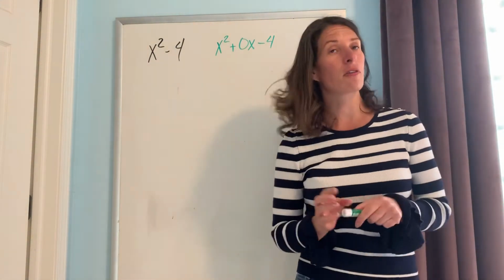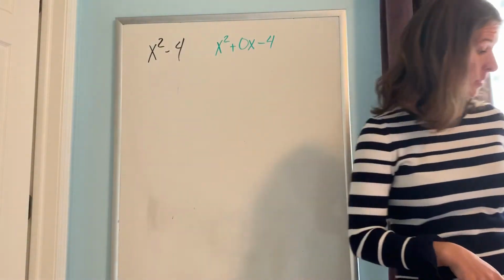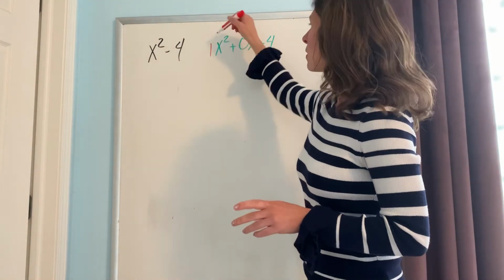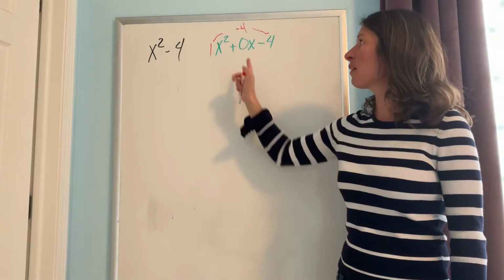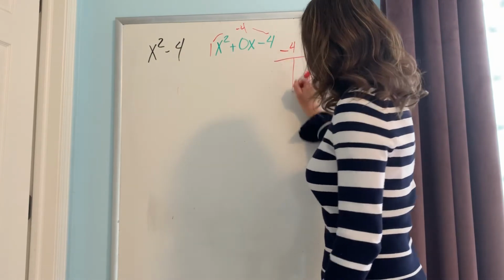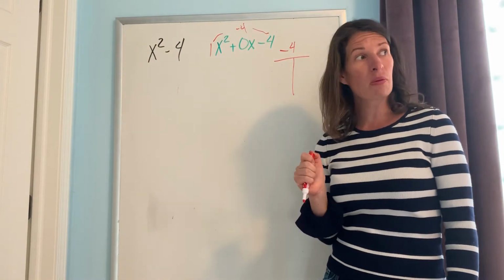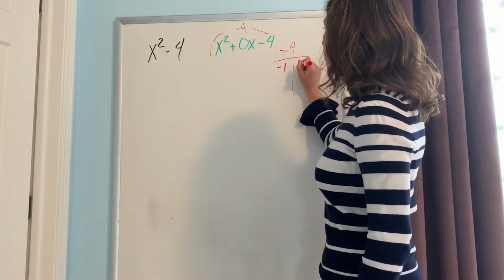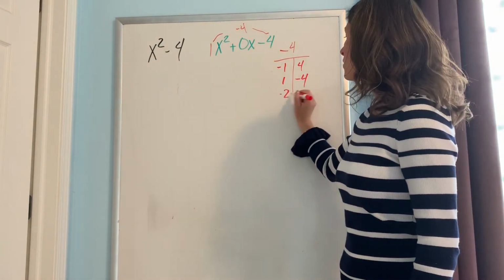I don't have a number that can go into both a 1 and a 4, and I don't have 4 terms, but I can make it into 4 terms. So let's do that. We're going to build a house. So we're going to look for the numbers that multiply to a negative 4 and add to 0. We're going to write our factors here. Remember that when we have a number that multiplies to a negative, that means 1 is positive and 1 is negative. So I'm going to have to write negative 1 and 4 and a 1 and a negative 4, as well as negative 2 and 2.